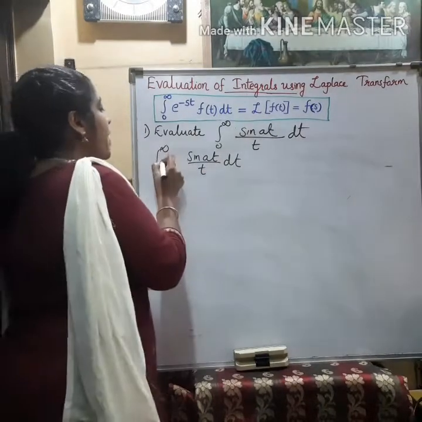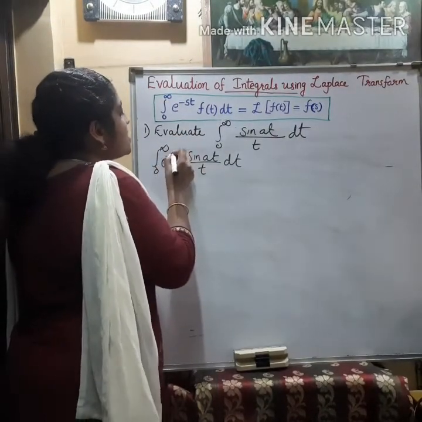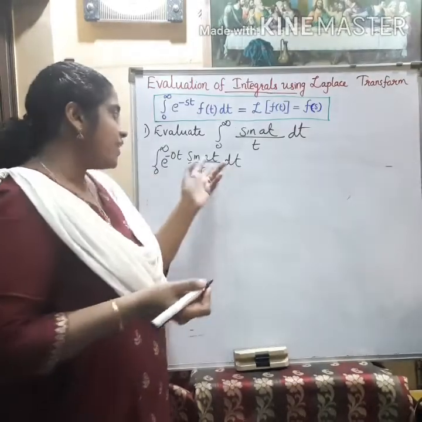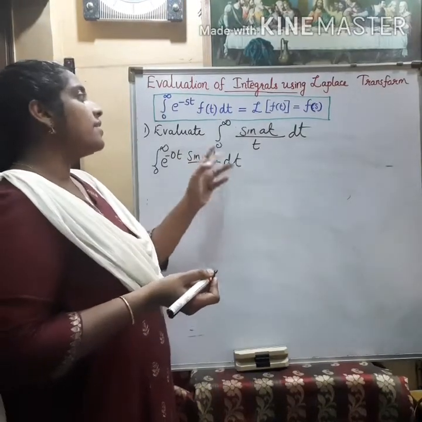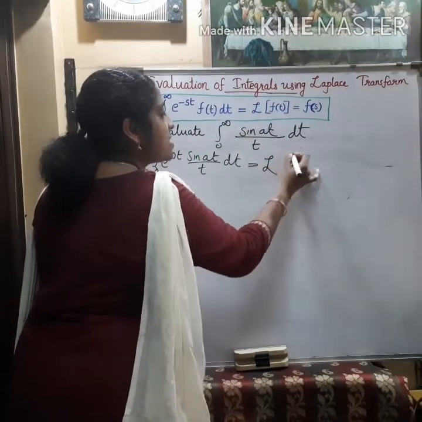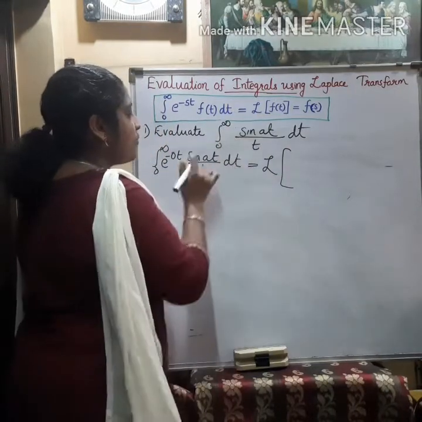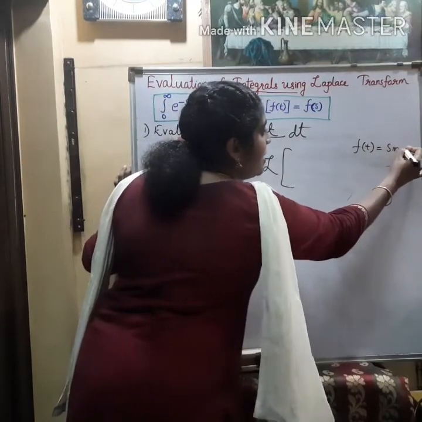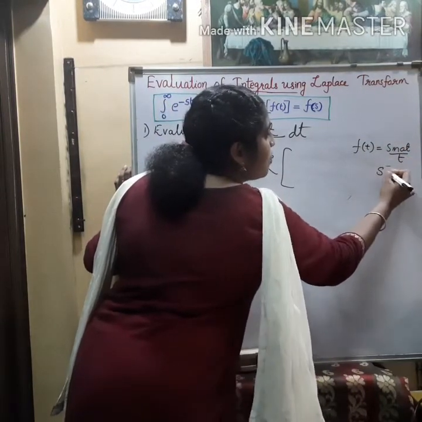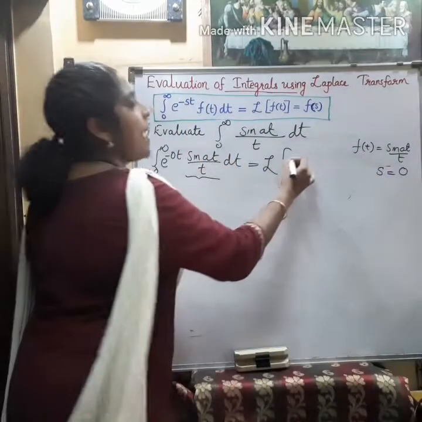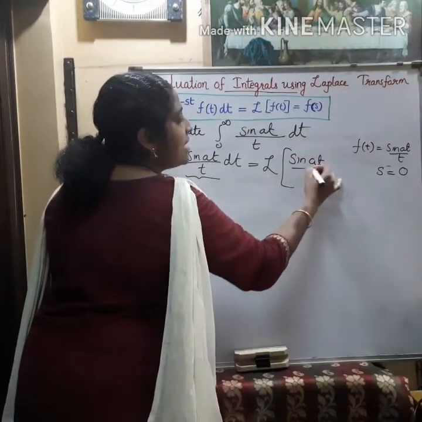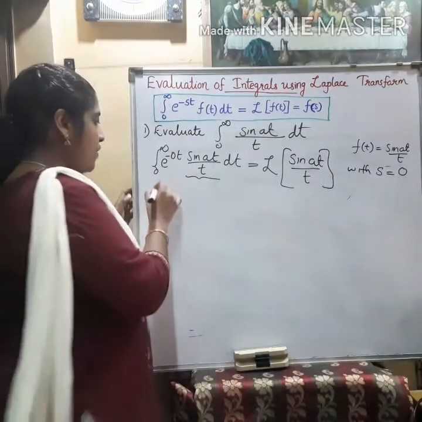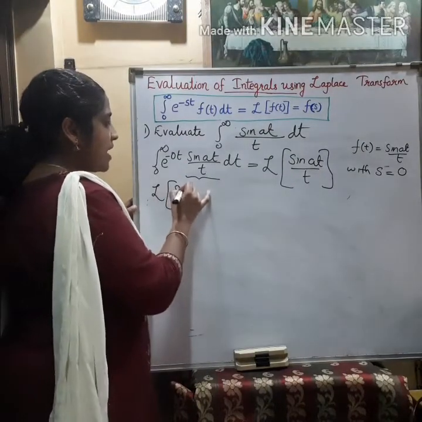Only thing is that we have to put here e raised to minus 0t. Yes, we can put it as 0t because e raised to 0 is 1 itself. So we can find out this integral then easily by the Laplace transform of, what is this? This is according to the formula. This is our function. What is our function here? Sin at by t with s equal to 0. So this will be the Laplace transform of the function sin at by t, okay, with s equal to 0.